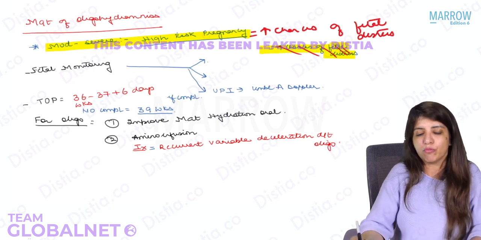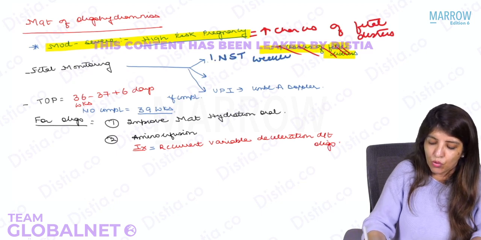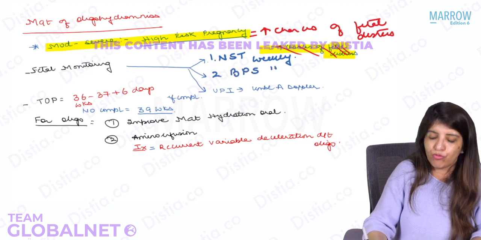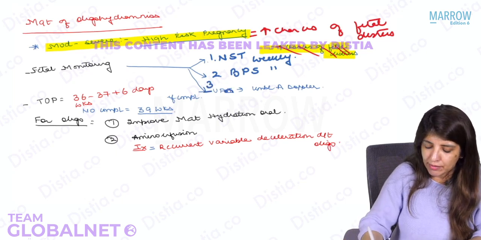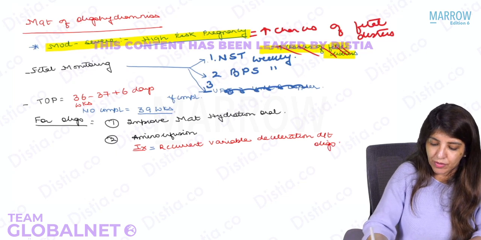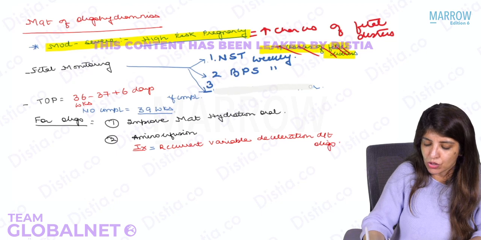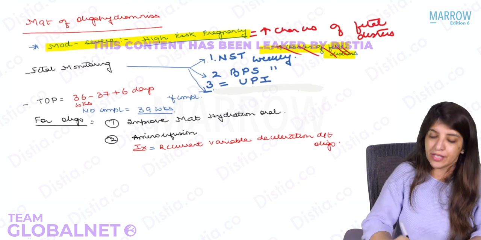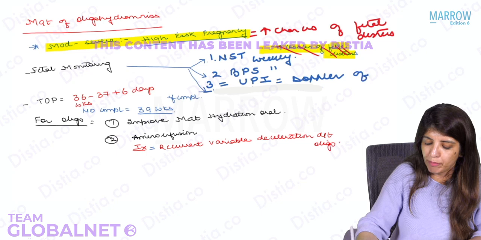How are you going to do fetal monitoring? Number one, by doing a non-stress test weekly. Number two, by doing a biophysical profile or biophysical score weekly. Number three, in patients of oligohydramnios, one of the very common reasons for oligohydramnios is uteroplacental insufficiency. So I am going to follow them up with Doppler of umbilical vessels.